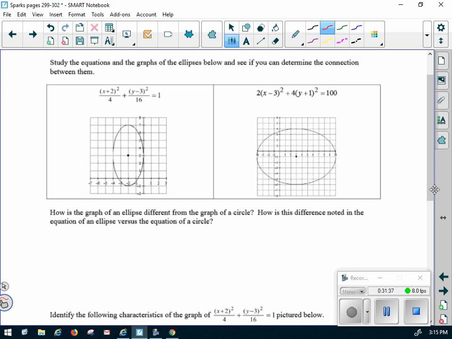The question here, study the equations and the graphs and see if you can determine any kind of connection. Now, do you notice the first one is long vertically and the other one is long horizontally? Can you look at those equations and figure out anything about that graph? The center? What's the center of this ellipse? The center is negative 2, 3. Could you have found that from looking at the equation? Yes. X plus 2 and y minus 3. So we got the center.